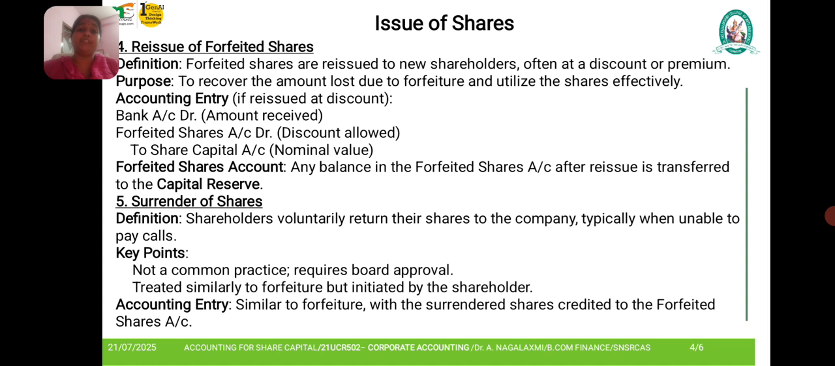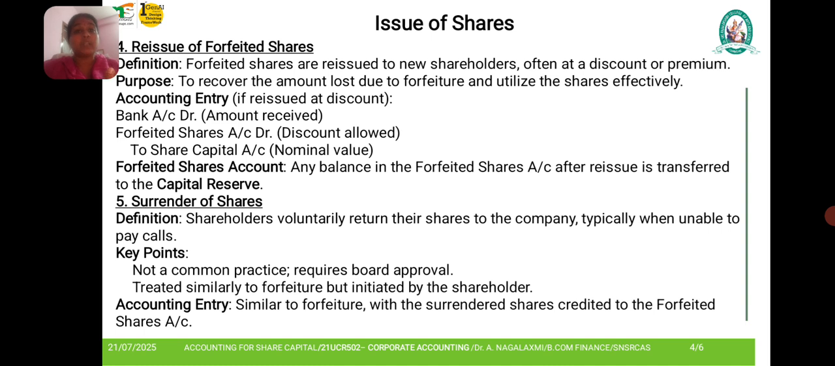Next is the reissue of forfeited shares. What is meant by reissue? The shares which are taken by the company cannot be held by the company for a long time because the company needs funds. So the company decides to reissue those shares. Forfeited shares are reissued to new shareholders, often at a discount or premium. If it is a very well-known company with good market share and the demand for its shares is more, the company will opt for a premium for the reissue also. Sometimes the company may decide to issue at a discount also.